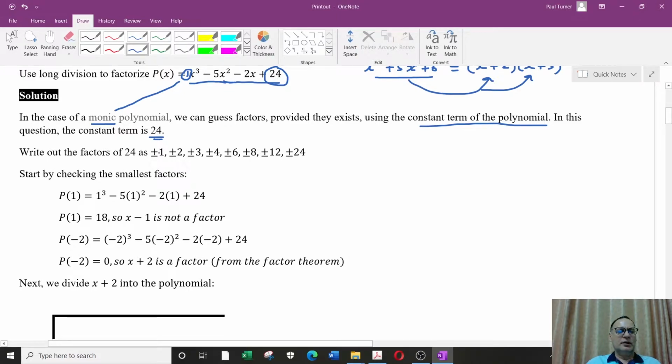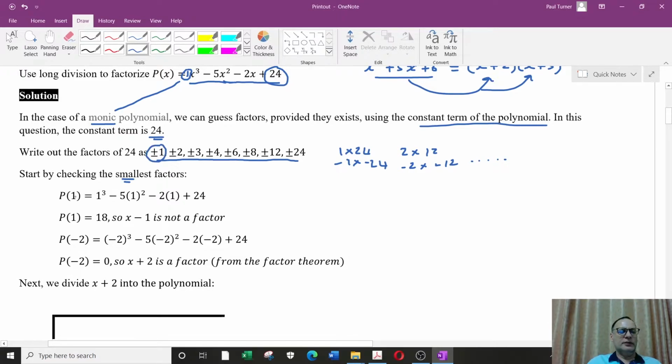Okay, so the first thing we do is write out the factors of this last term, 24. So we've got 1 times 24, minus 1 times minus 24, 2 times 12, minus 2 times minus 12, and so on. And we end up with these numbers here. Okay, we only need to find one factor. So we'll just choose one to start, and check with the smallest numbers first. So the smallest number here is 1 and minus 1.